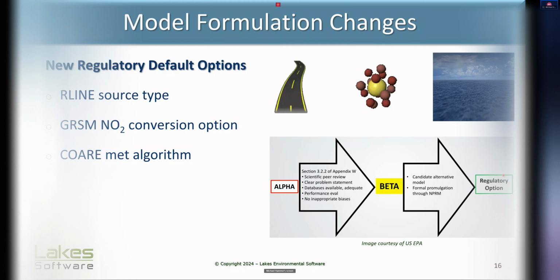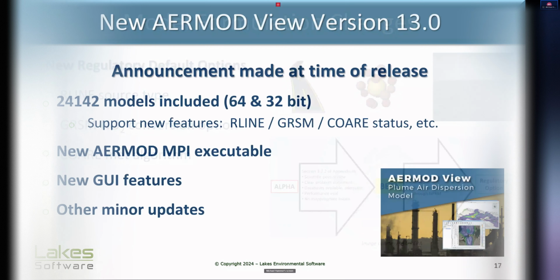So those are the primary changes to the AERMOD modeling system, and our team here at Lakes Software is hard at work on our new versions of AERMOD View and AERMET View. And we will be releasing a new AERMOD View version 13.0 later this month. Once we have everything tested and ready to go, an announcement will be made at the time of release. We'll make that on our social channels, as well as an email announcement to all of our customers. We will be incorporating these new 24142 versions of the models, both 64 and 32-bit, into the software applications, and we will have support for all the new features that I have discussed in this webinar.